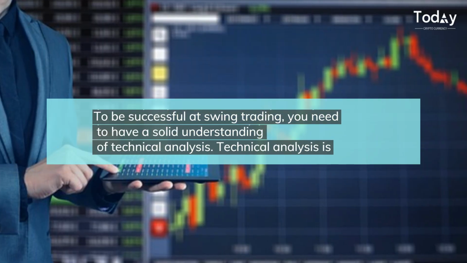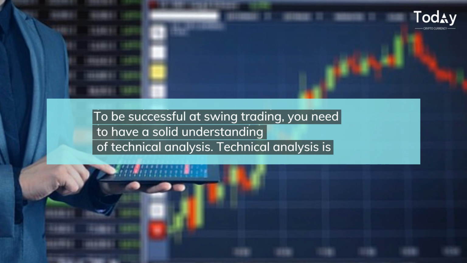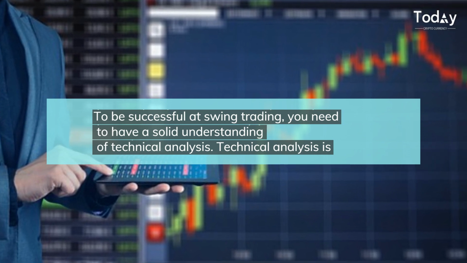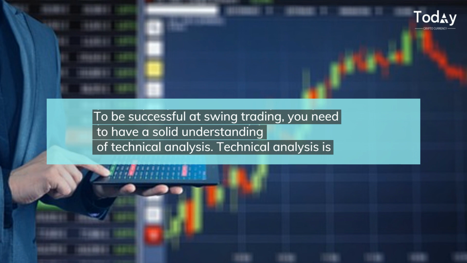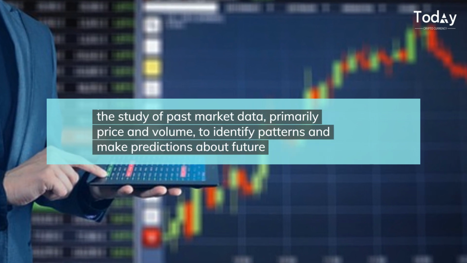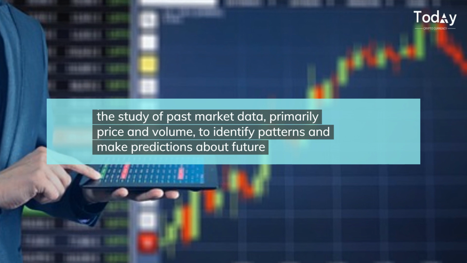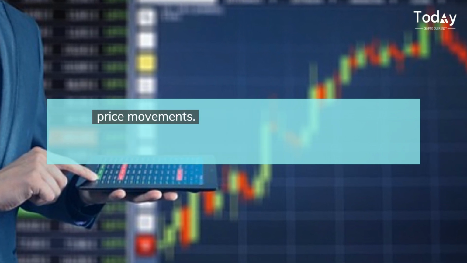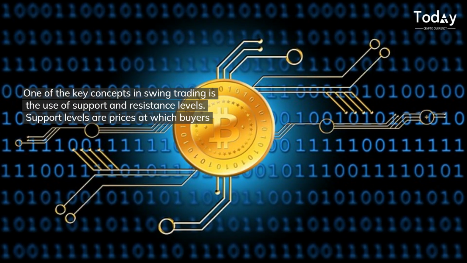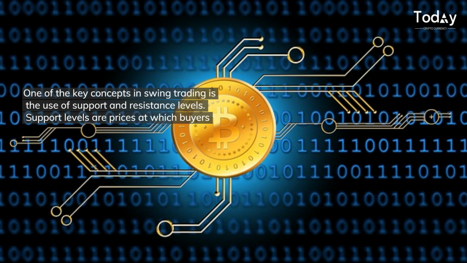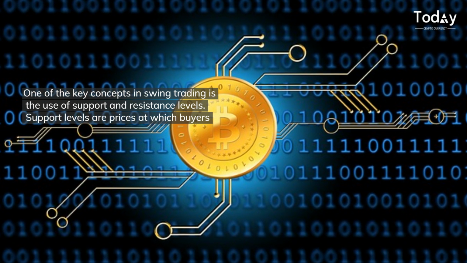To be successful at swing trading, you need to have a solid understanding of technical analysis. Technical analysis is the study of past market data, primarily price and volume, to identify patterns and make predictions about future price movements. One of the key concepts in swing trading is the use of support and resistance levels.